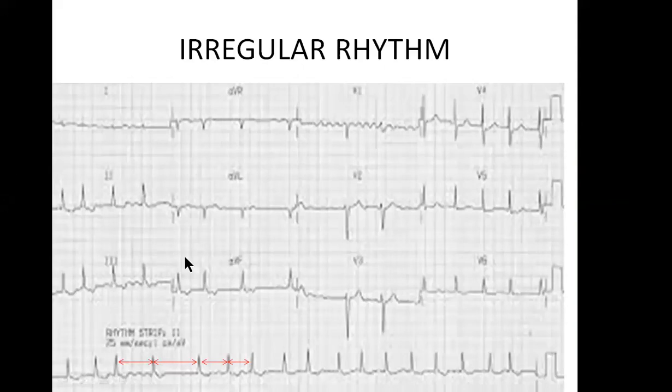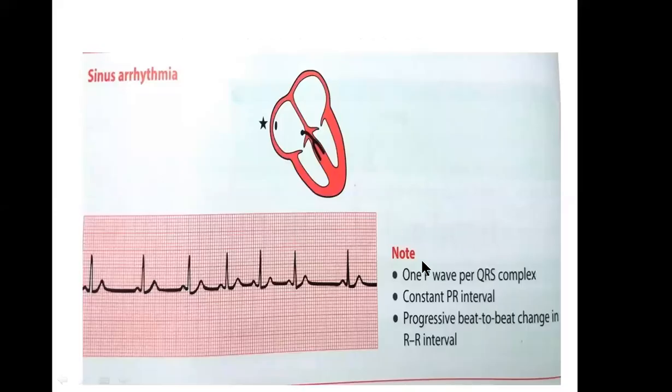You found that the rhythm is irregular, and sometimes there is sinus arrhythmia like this. This is sinus arrhythmia. You will see the P wave before each QRS complex. P waves will be similar, but because of the variation with respiration, sinus arrhythmia may occur.